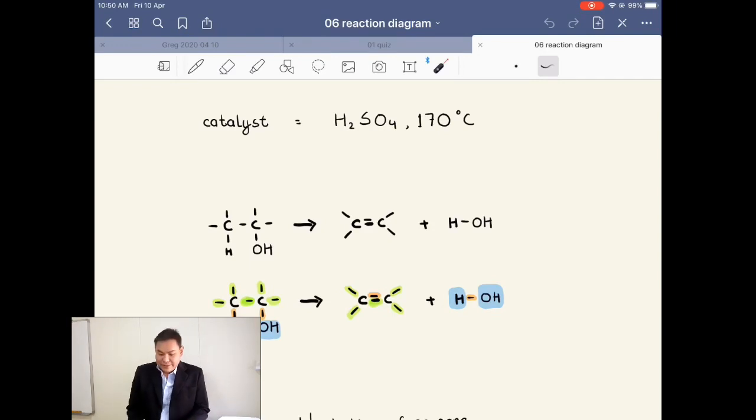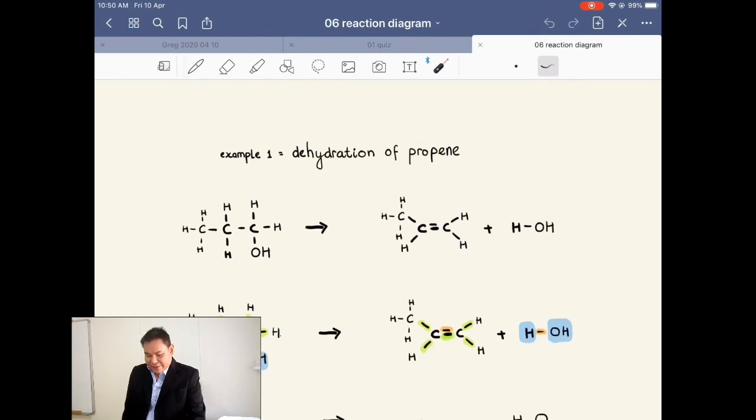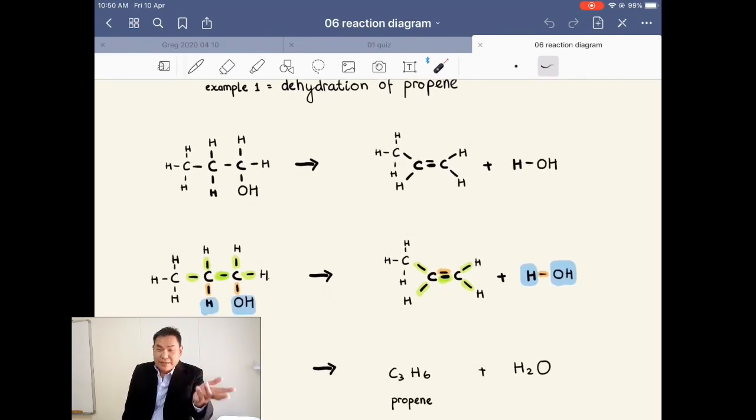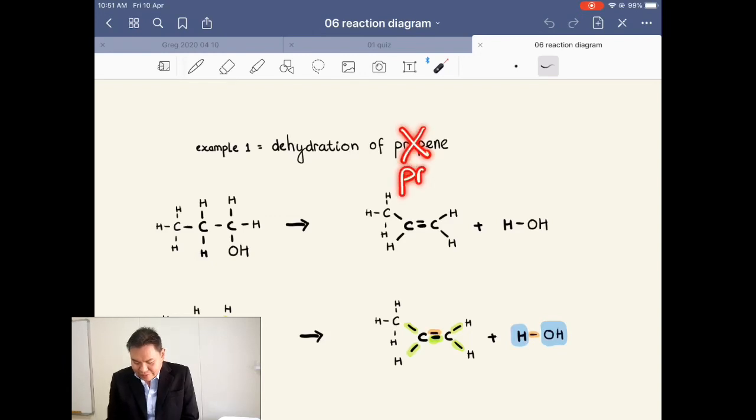The reaction pattern, very simple. You are removing OH and the neighboring H in the organic substance to produce H2O, and the bond that was used to connect to the OH and H is forming a double bond between the two C. That is the pattern. The example, very simple example, dehydration of propanol. Dehydration of propanol to produce propene.